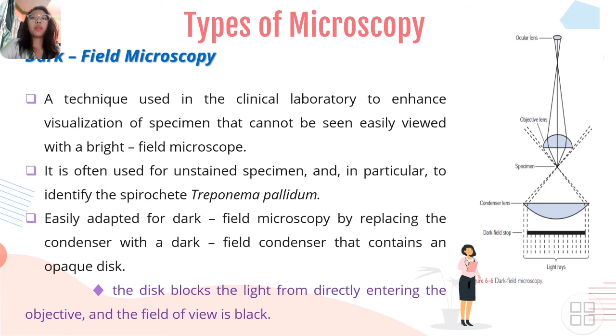Dark field microscopy is a technique used in the clinical laboratory to enhance the visualization of specimens that cannot be easily viewed with a bright field microscope. It is often used for unstained specimens, and in particular to identify the spirochete Treponema pallidum. A bright field microscope is easily adapted for dark field microscopy by replacing the condenser with a dark field condenser that contains an opaque disc. The disc blocks the light from directly entering the objective, and the field of view is black.